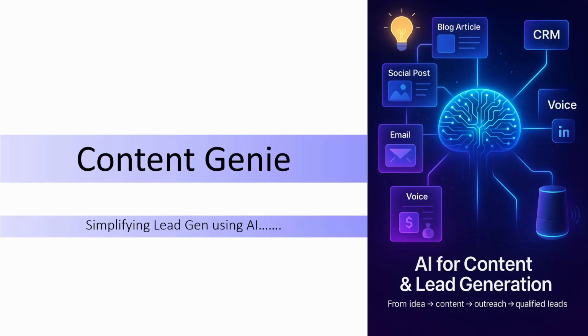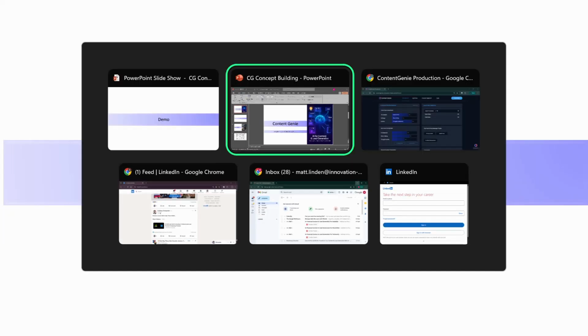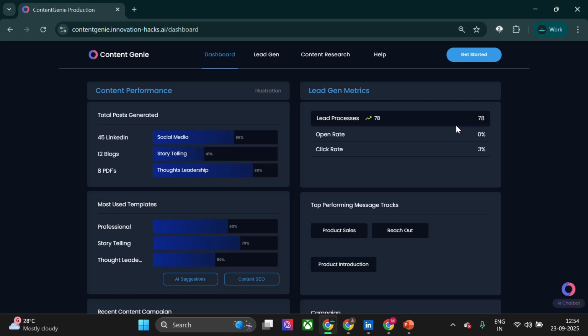Hi, today I'm going to give a quick overview of Content Genie, which is an AI-based content generation and AI-based lead generation platform. So I'm going to straight away walk into the demo. This is the landing dashboard for Content Genie. It talks to both sides in terms of the content performance as well as the lead gen side, specifically in terms of the metrics.